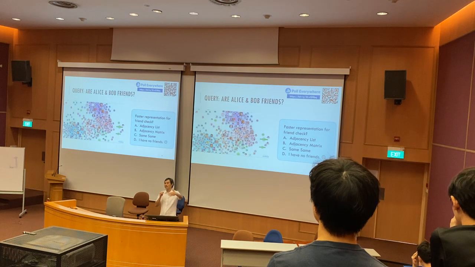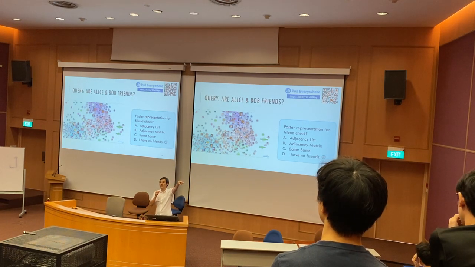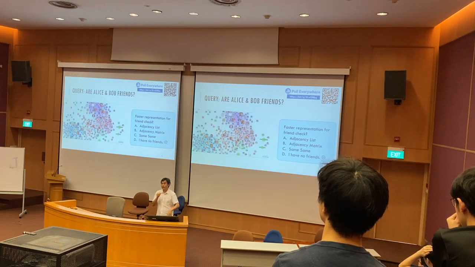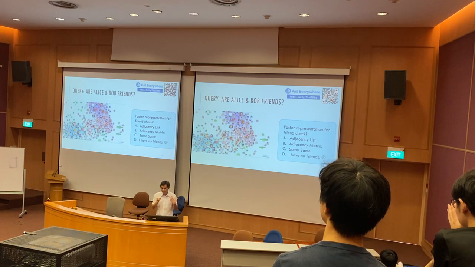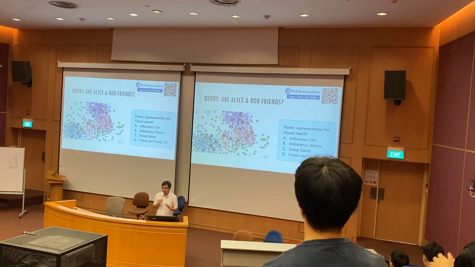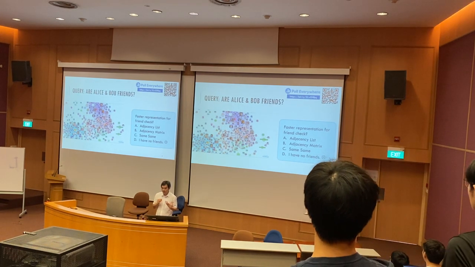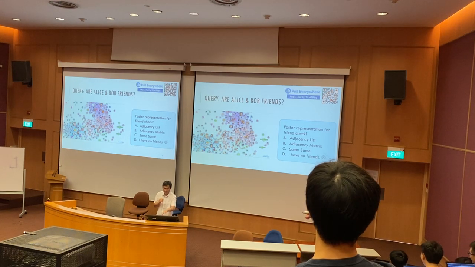And I need to do some things on the Facebook website. So you can click, for example, friends, and then it gives you a list of all your friends. So I want to be able to do this operation very effectively. So what representation do you think is more effective for, oh, sorry, I jumped ahead, sorry.